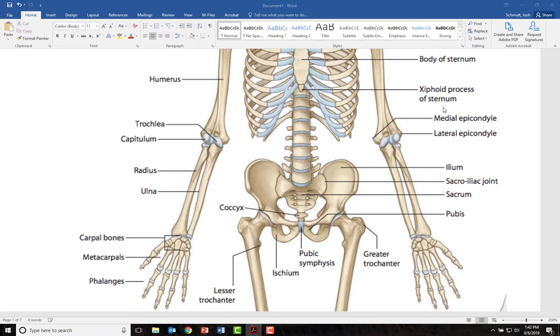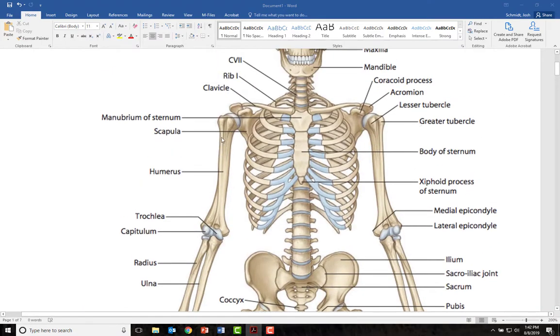All right, the last landmark on our upper extremity bony anatomy is the deltoid tuberosity.